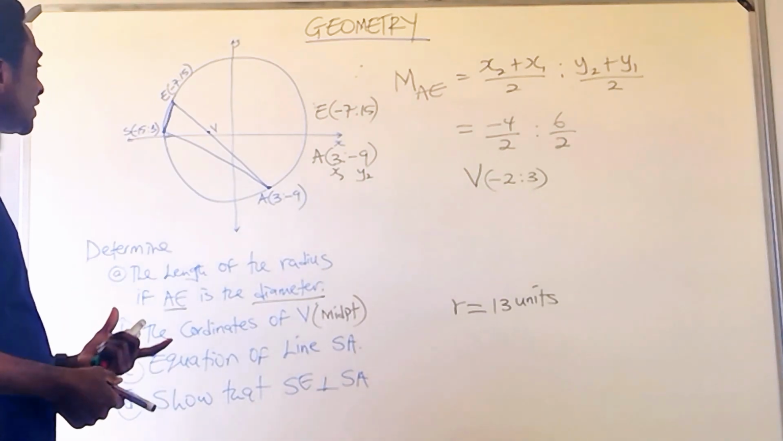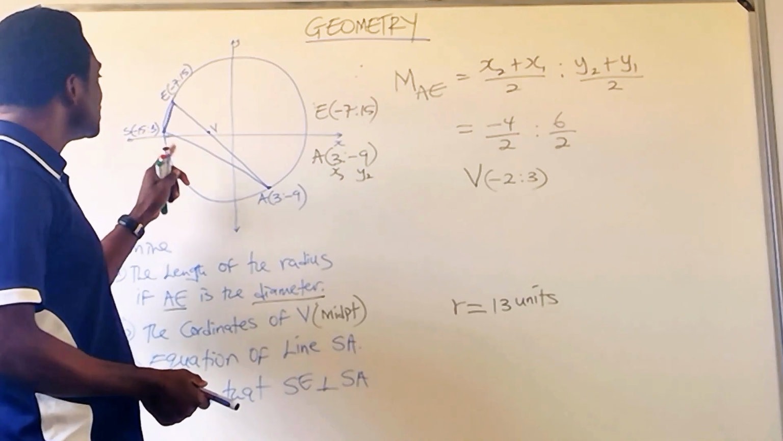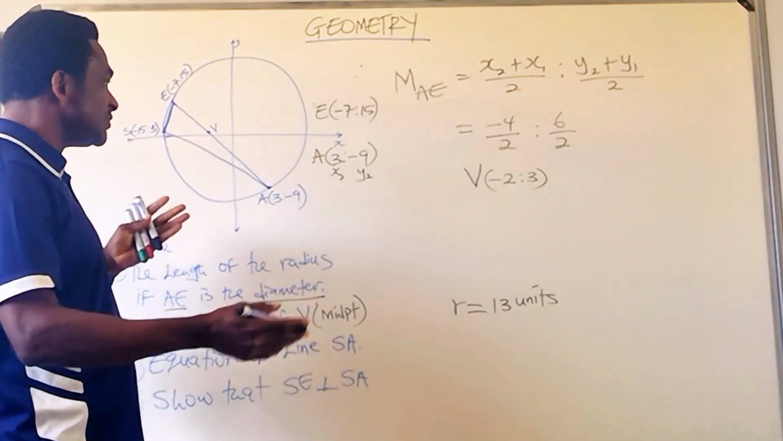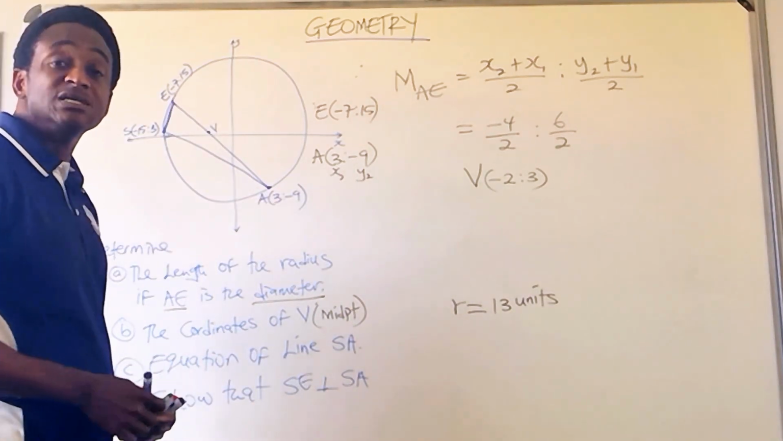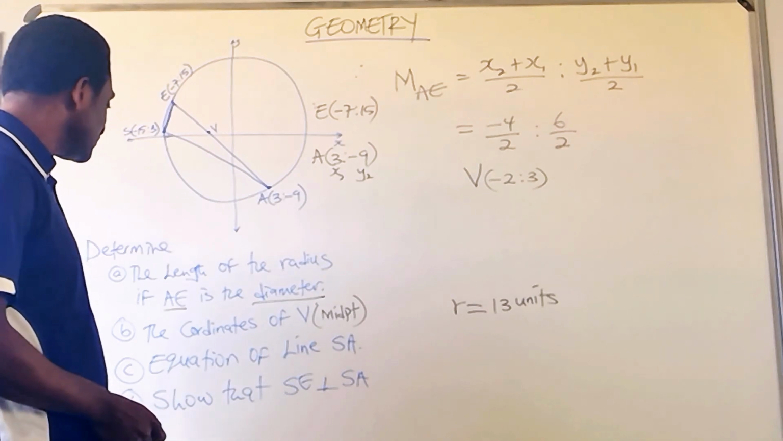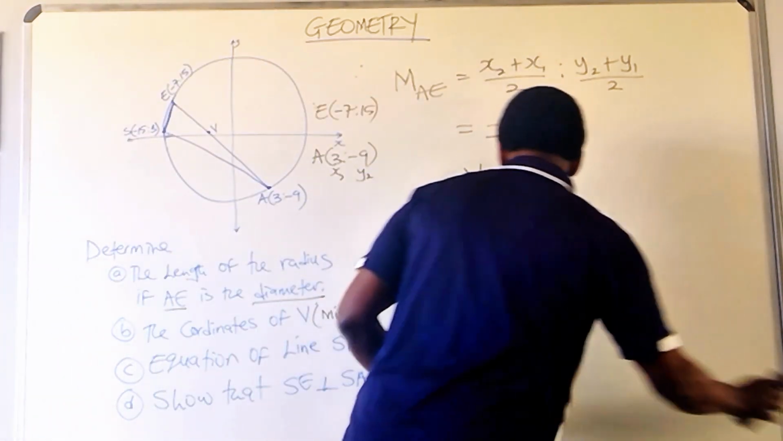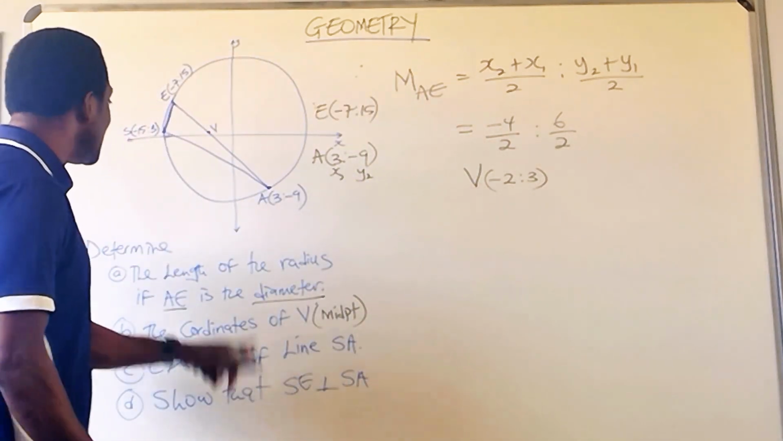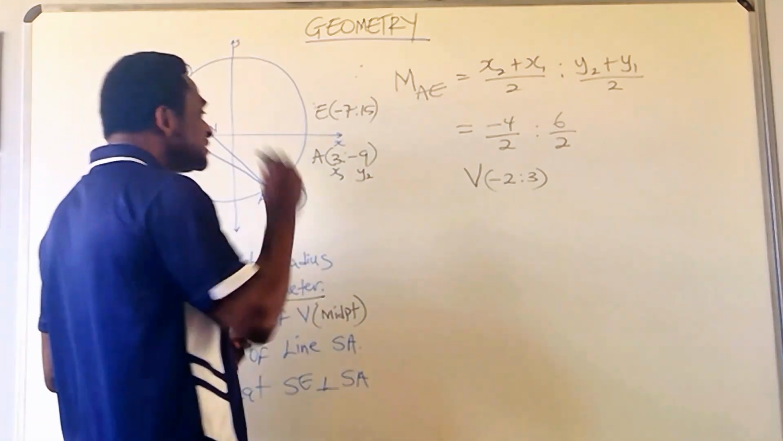Remember, we can also use a different method, but this works fast because the midpoint of a diameter divides the radius into 2 equal parts, and the midpoint, which is the coordinate, is negative 2 and 3. Now, the next question is asking us to figure out the equation of line SA. This is line SA. It is a straight line graph.